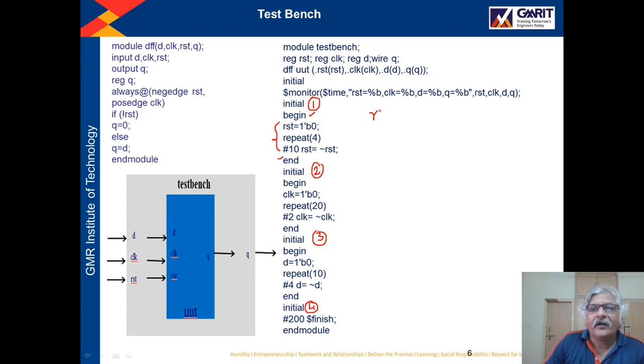This means RST is 0, right? When this block will execute, initial block number 1, then due to the first statement, it will make the value of RST equal to 0, right? So this 1 tick B 0. B means we are talking about a binary number, and this 1 indicates there is one binary number, and that number is written after B, and its value is 0. So with this, RST will become 0.